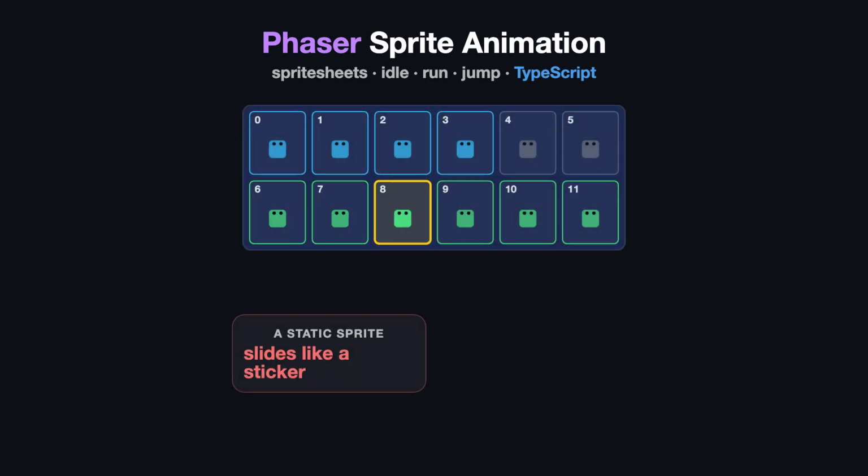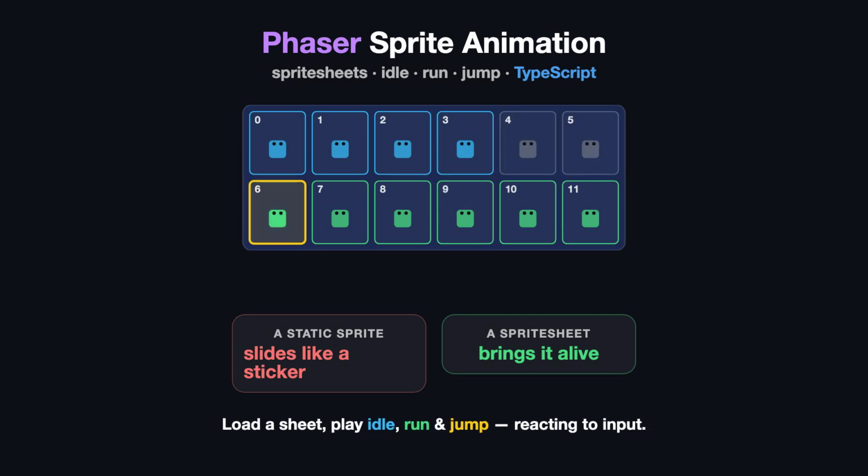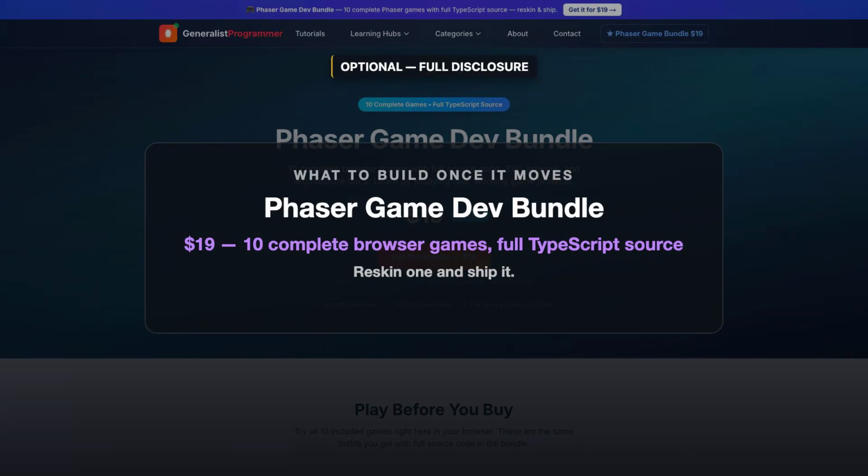A static sprite kills the feel of a game, it just slides around like a sticker. Load a sprite sheet, and that same character can idle, run, and jump. Let's animate one, in Phaser 3 and TypeScript. One quick, honest heads up before we open the editor.